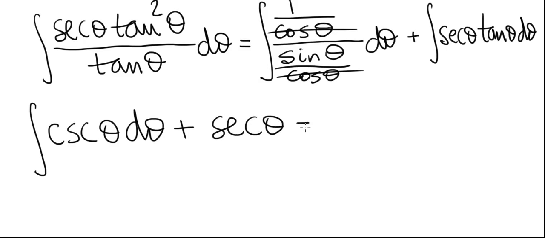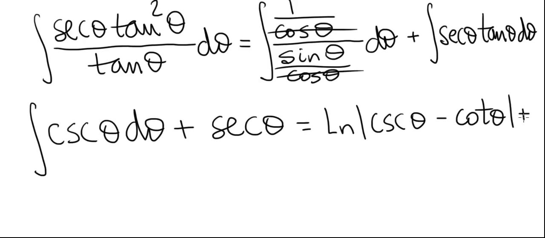Now recall the integral of cosecant. If you don't remember, there's a video. You can look and see how it's done. The integral of cosecant is natural log of absolute value of cosecant of theta minus cotangent of theta, plus then we have the second integral, which is secant of theta.